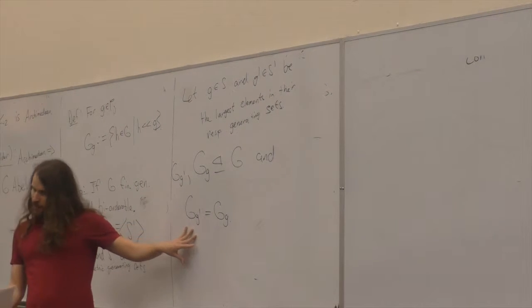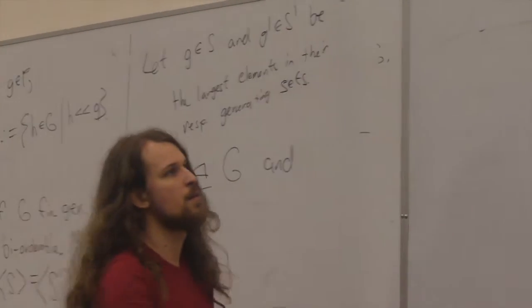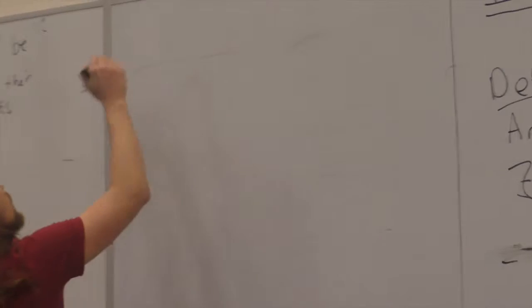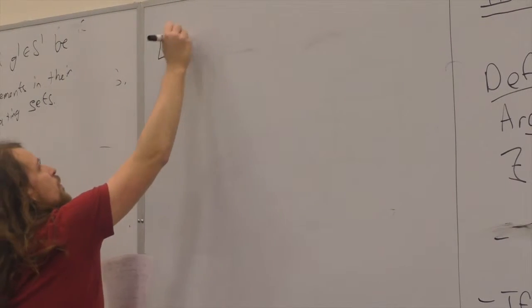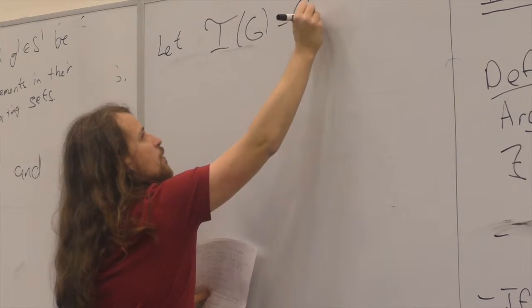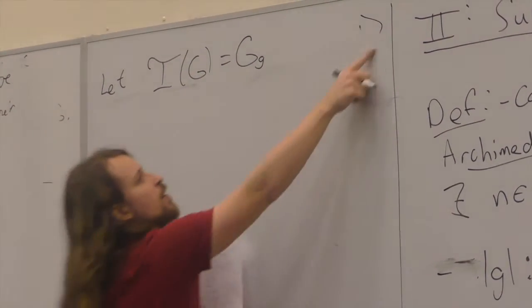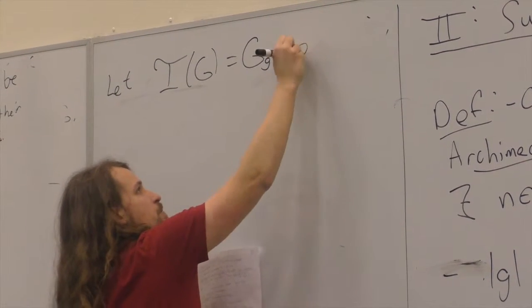So if I have a finitely generated group, this choice does not matter. It doesn't matter which one we take, right? So I'm going to let IG be this subnormal subgroup.